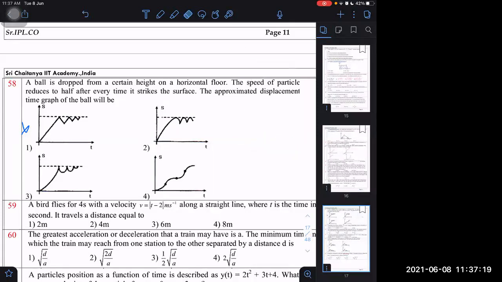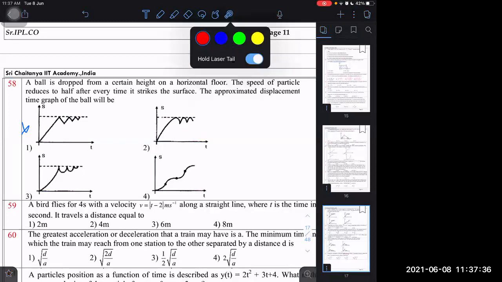Option 1 is rejected. Remaining, you see, option 3. Let us check now whether 3 is right or 2 is right. These two we have doubtful. It can be any one of these two.